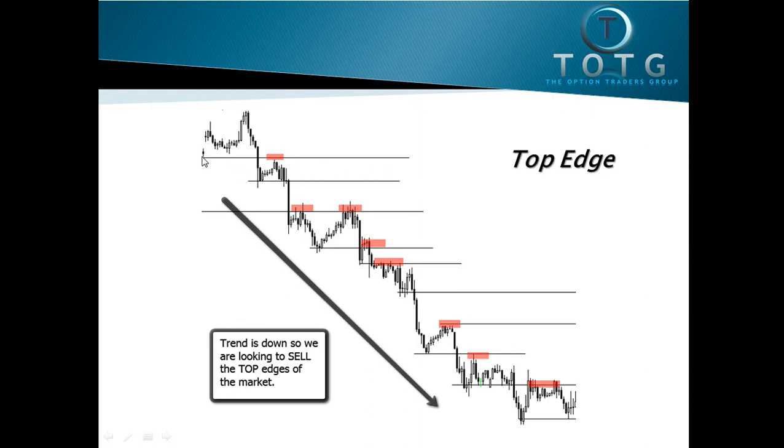That is a new support that has formed. Right now that is a bottom edge of the market, and you can see the market came up, went right through that, and now it's hitting it from the underside. So now what was a support is now a resistance; what was a bottom edge is now a top edge. So we are in a downtrend. We are looking for a top edge of the market to sell.